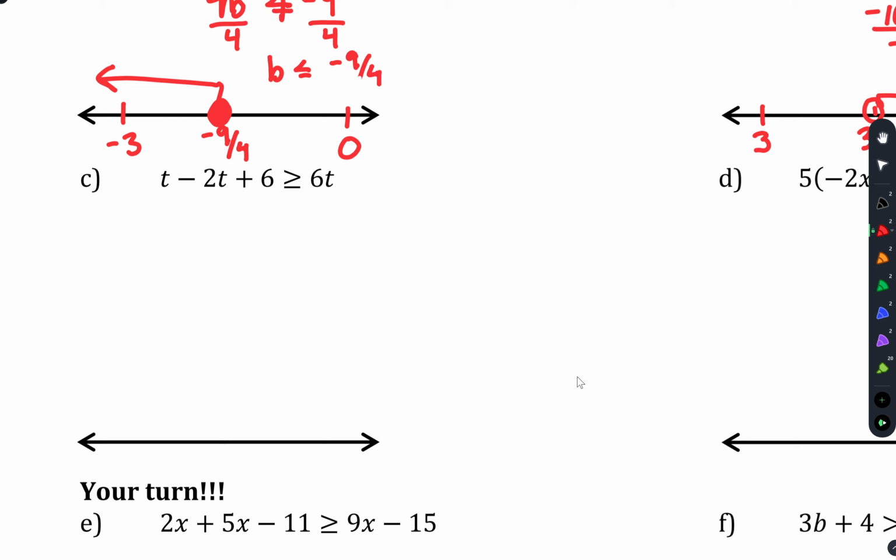Letter C. What's our first step in letter C? Before we can move all of our variables to one side, I have to do what first? Last time I had to distribute first. This time I have to subtract what? t minus 2t. Yeah, I'm going to combine like terms. t and negative 2t are like terms. I can do 1t minus 2t to get negative 1t, or just negative t.